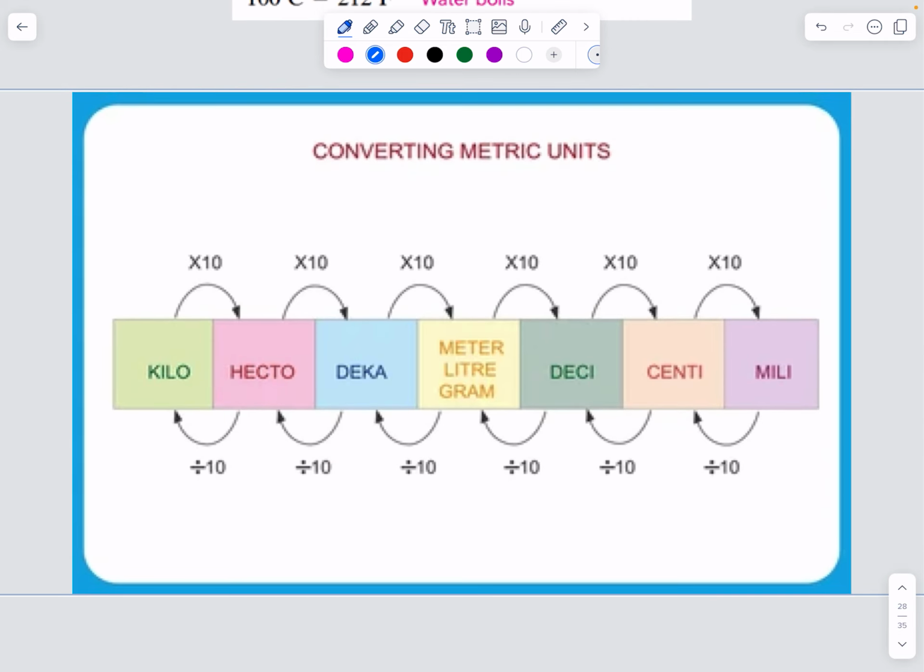Okay, here is my favorite diagram for converting using metric. In the middle, we have our unit, meter, liter, gram, whatever it is we're measuring. If we want to use deci, centi, or milli, we will multiply by 10 to move it over that way. If we are going to deca, hecto, kilo, we would divide by 10 to go that way. So basically, to convert in metric, you're just moving the decimal around.